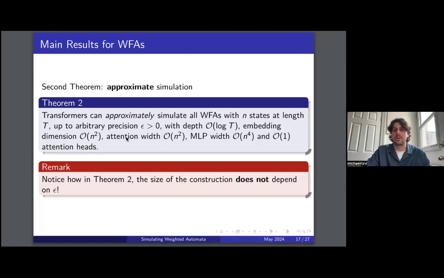What's interesting to remark here is that none of these parameters actually depend on epsilon. So I can always get a better epsilon, and this doesn't cost me anything more in terms of the size of my model, which is pretty cool. This has to do with the type of MLP construction that we used.